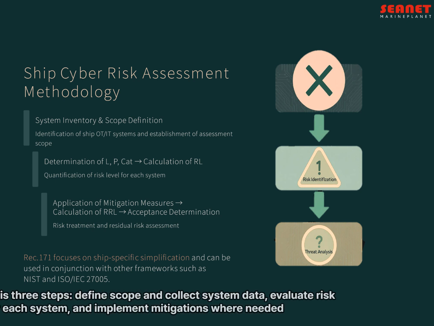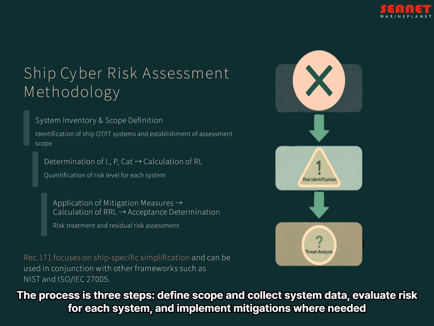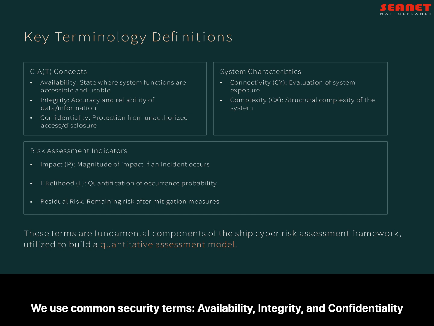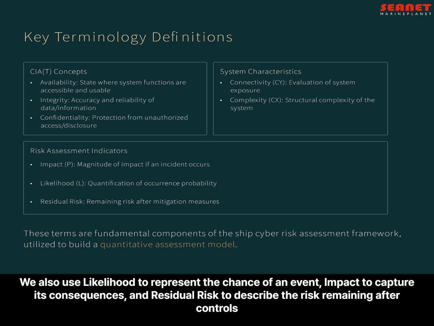The process is 3 steps: define scope and collect system data, evaluate risk for each system, and implement mitigations where needed. We use common security terms: availability, integrity, and confidentiality. We also use likelihood to represent the chance of an event, impact to capture its consequences, and residual risk to describe the risk remaining after controls.